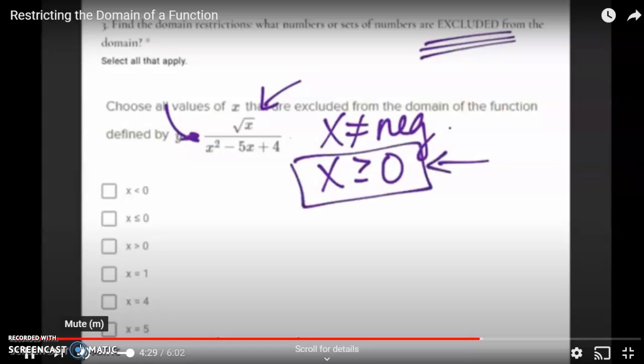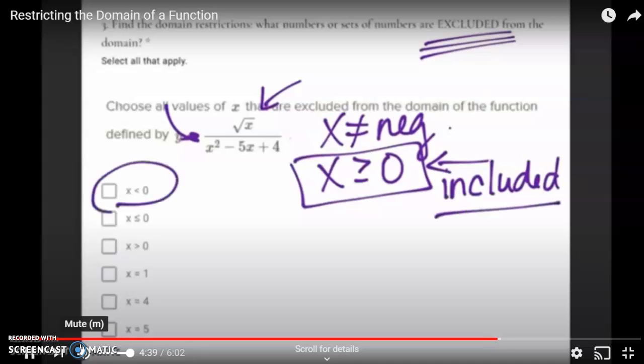Okay, so if the numbers greater than or equal to 0 are included, then it stands to reason that the ones that would be excluded would be the ones that are less than 0. So the ones that are less than 0 are the ones that are excluded. That was kind of a trick question, but we do have to read them very carefully to make sure that we know what they're asking.